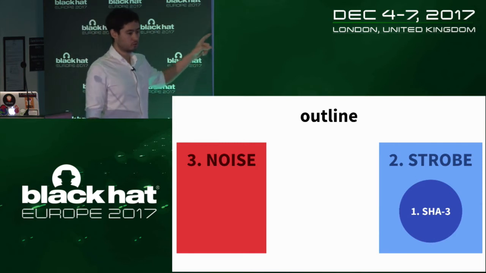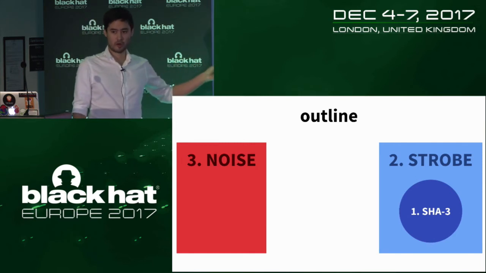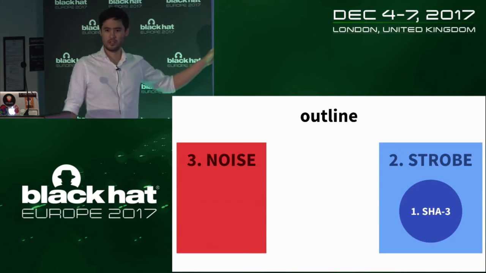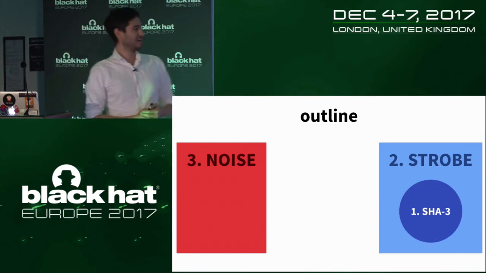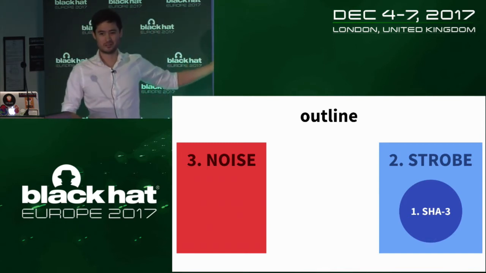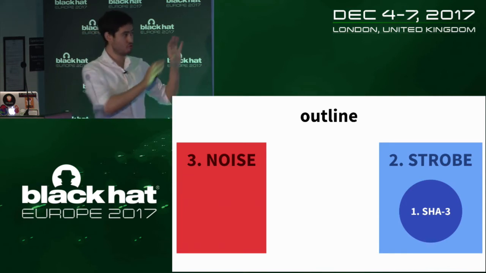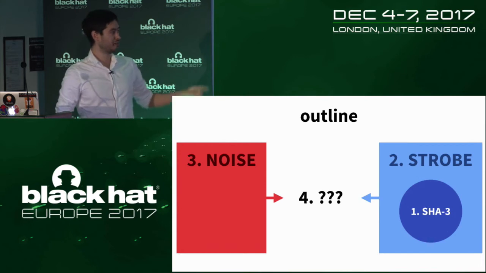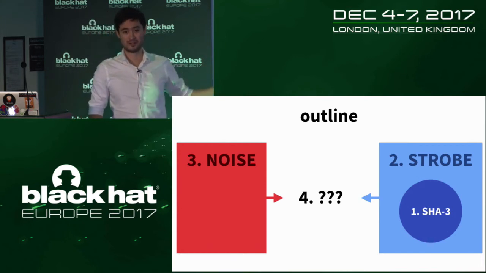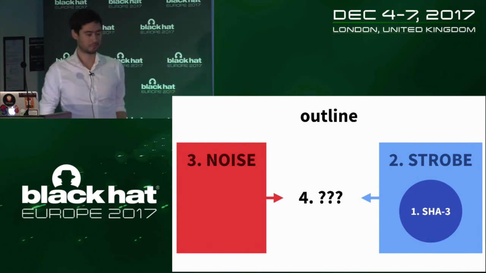The third part of this talk will be about Noise, which is another protocol framework. Actually, anyone here has heard of Noise before, the Noise protocol framework? Okay, 2, 3, 4 people, 5. So it's something to build something like TLS. You can think of it like that. And it really doesn't use SHA-3, so there will be a break from SHA-3. And finally, at the end, I'll have a surprise, but more about that later.